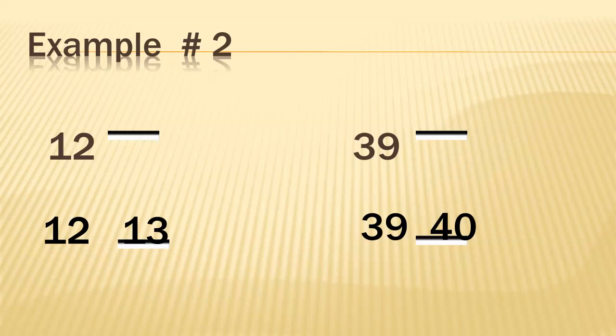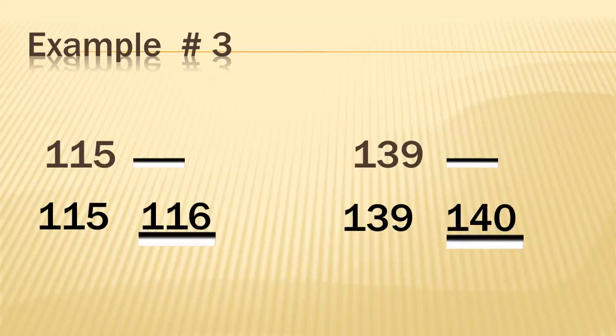Second number is 39. As I said before, when a number ends on 9, we will change both numbers. So what number comes after 3? Yes, 4. And what number comes after 9? Yes, 0. So overall, what number comes after 39? Yes, 40. Very good.